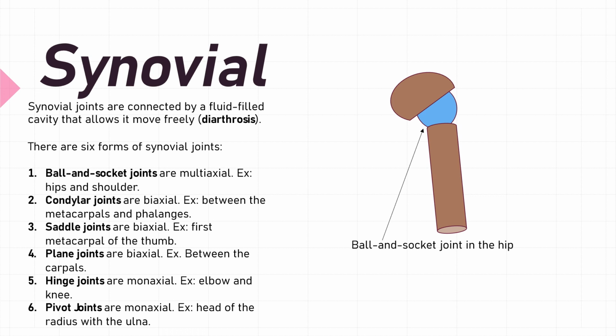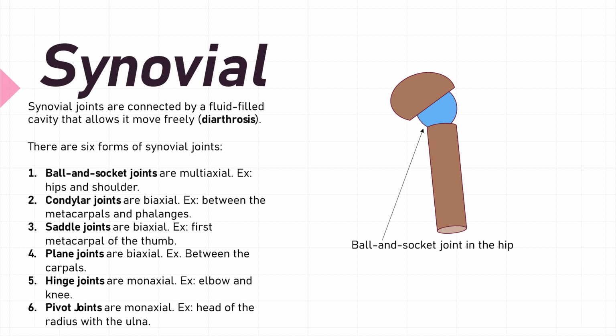Synovial joints are connected by a fluid-filled cavity that allows it to move freely. There are 6 forms of synovial joints. First is the ball and socket joints, which are multi-axial, meaning the joint can move in 3 axes or planes. Examples are the hips and shoulder.